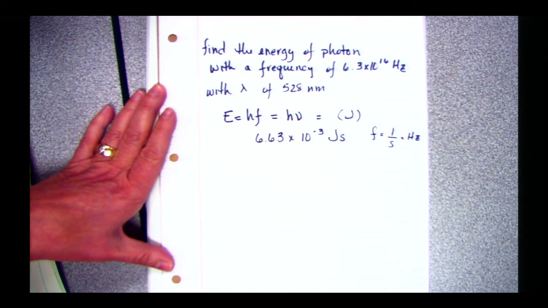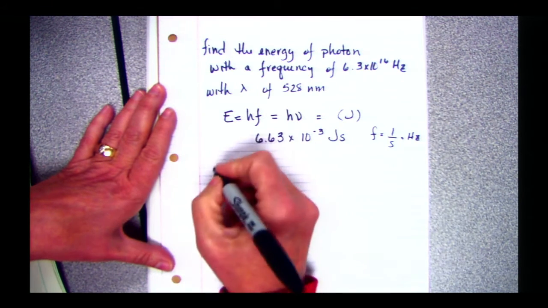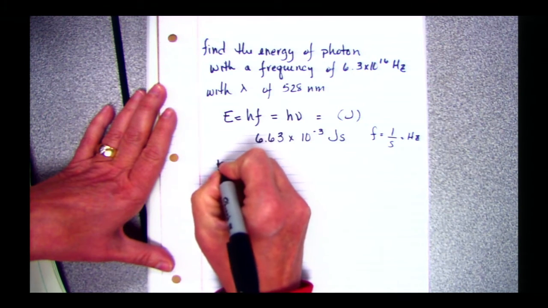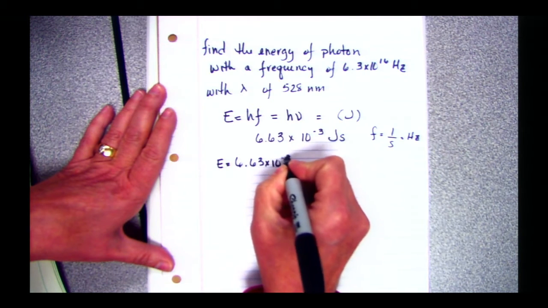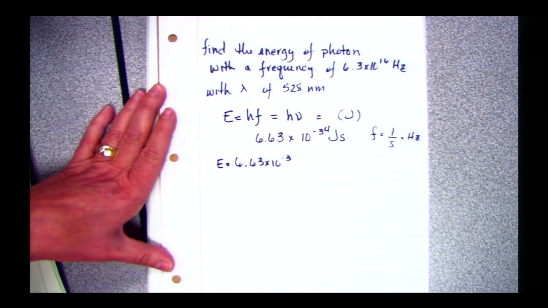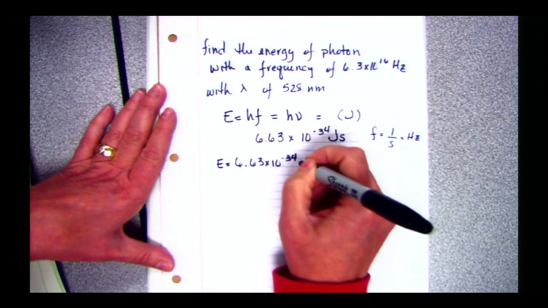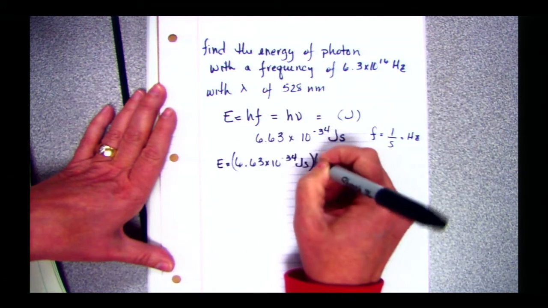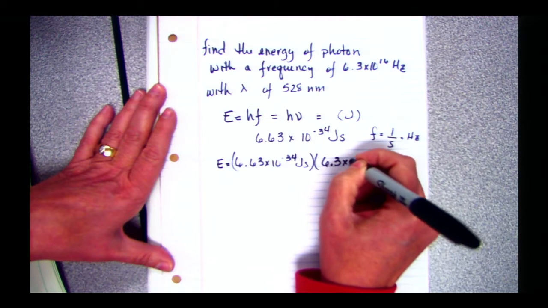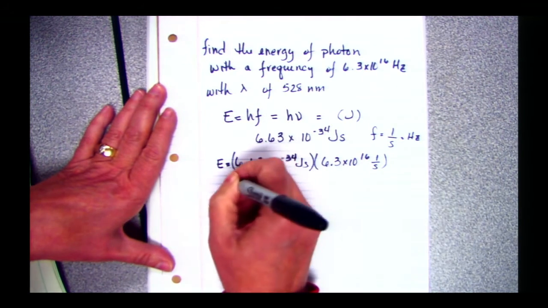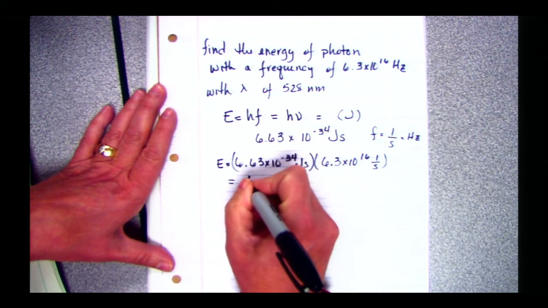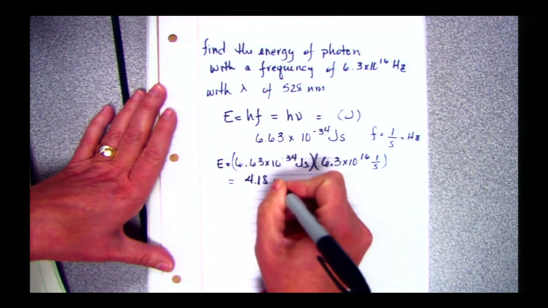So if I've got a frequency, it's a pretty straightforward calculation. It's going to be 6.63 times 10 to the minus 34 joule seconds. I didn't write the 34, I said it, but I didn't write it. And then I'm just going to multiply by the frequency, 6.3 times 10 to the 16, 1 over seconds, because hertz are 1 over seconds. And then I plug that into the calculator, and it's 4.18 times 10 to the minus 17 joules. So if you think about what happens in the laser, this is one photon.